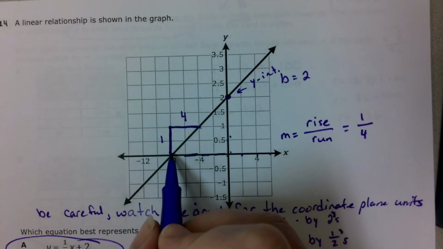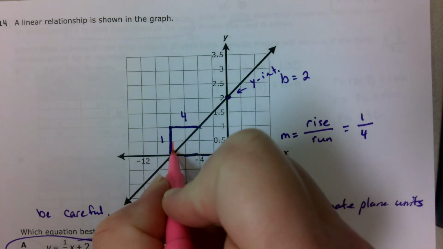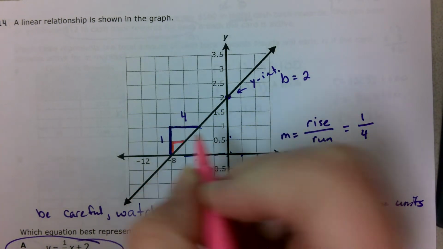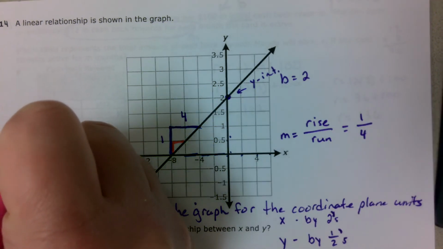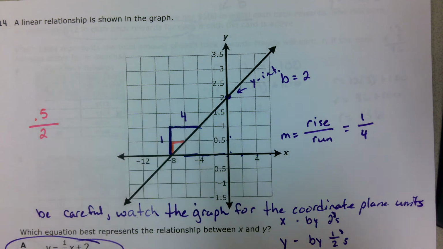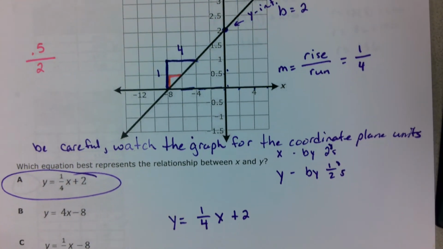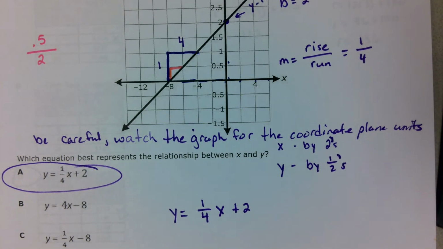Again, if I would have done this as a smaller triangle, and let me use a different color, if I went up 1/2 and over 2, 1/2 divided by 2, when you divide that, you're still going to get 1/4.